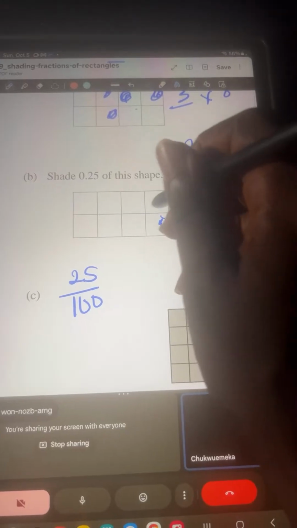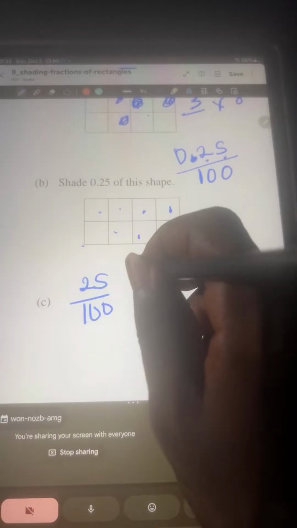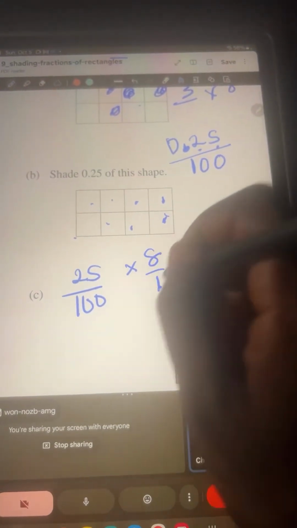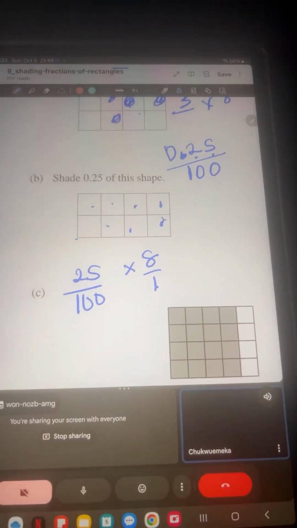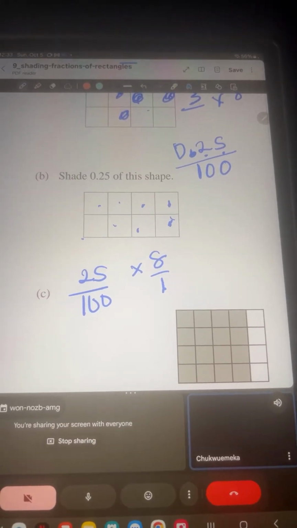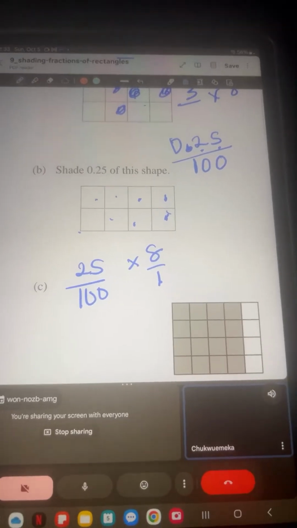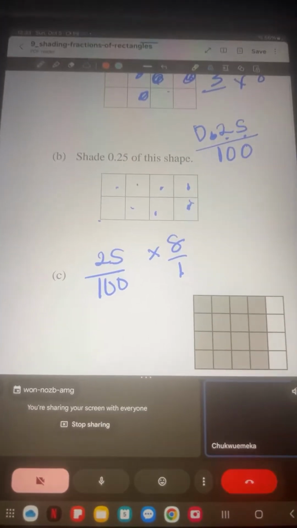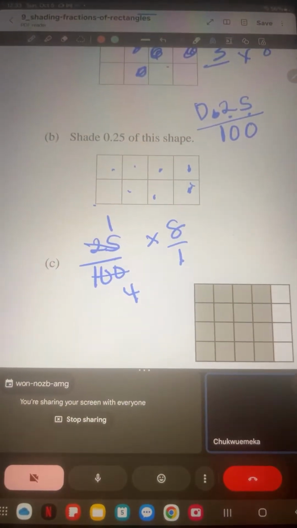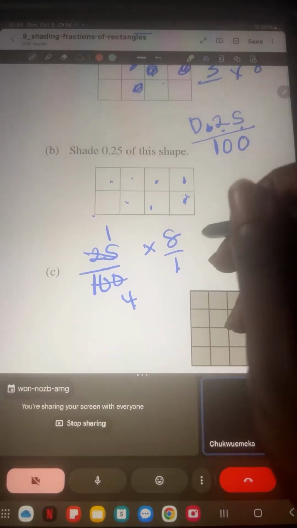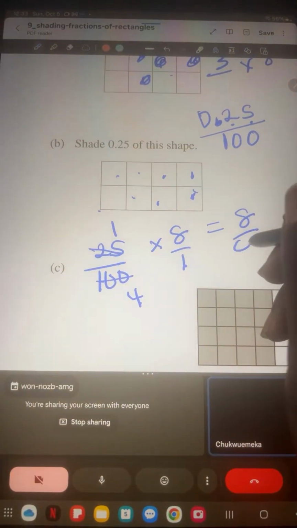So 25 over 100 of this shape, how many boxes? If you count it, 1, 2, 3, 4, 5, 6, 7, and 8. So this will be multiplied by what? 8, okay? Do you know that 25% can be reduced to 1 over 4? 25 divided by itself is 1. 25 divided into 100 is 4. Am I right? Yes. So we are left with 8 all over 4.